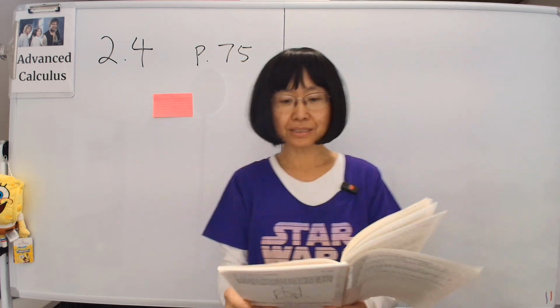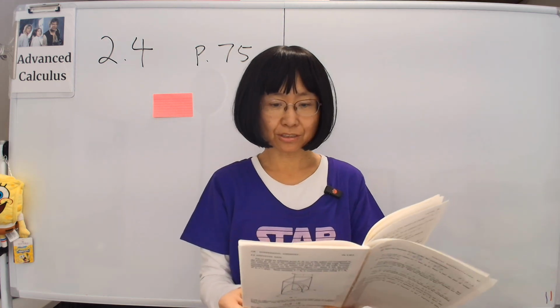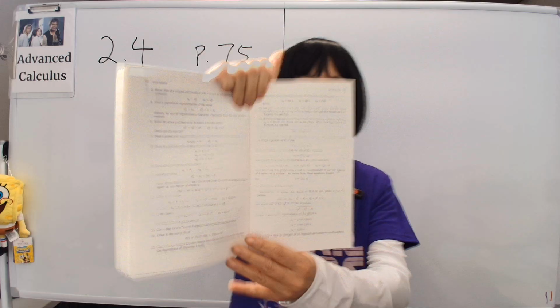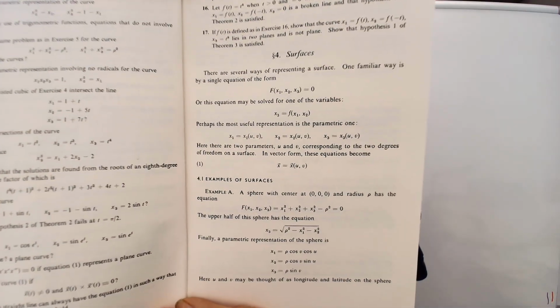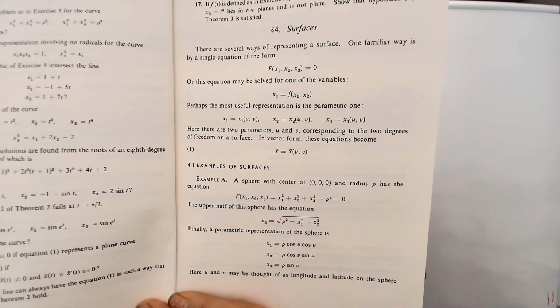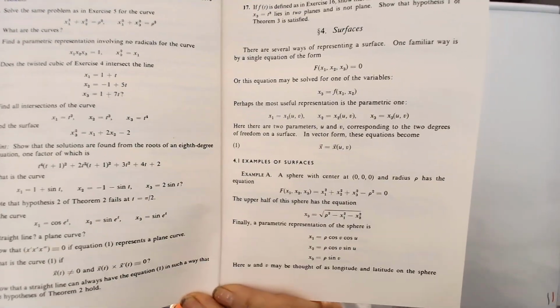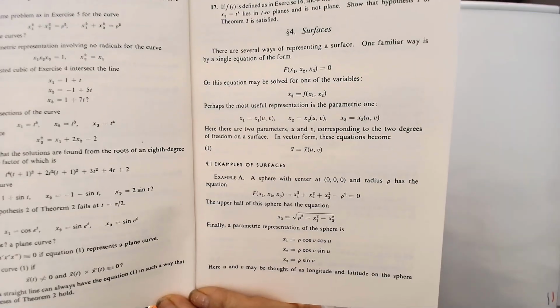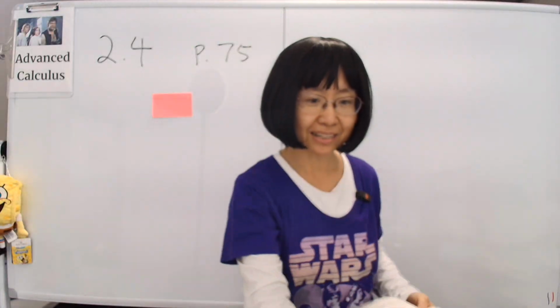Today we are going to do section 2.4. So first let's take a look at the textbook. This is the page that's already scanned. Let me move that a little closer. All right, that should be good enough. Why does it look different? Anyway, so that's that.